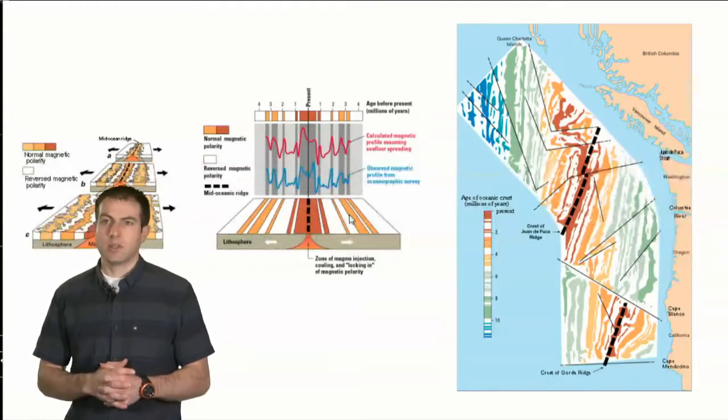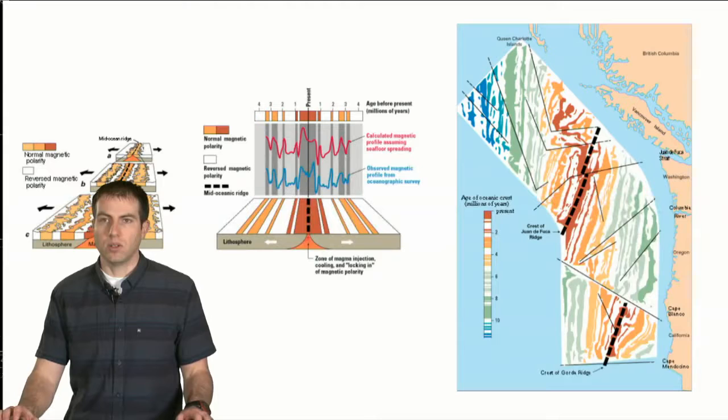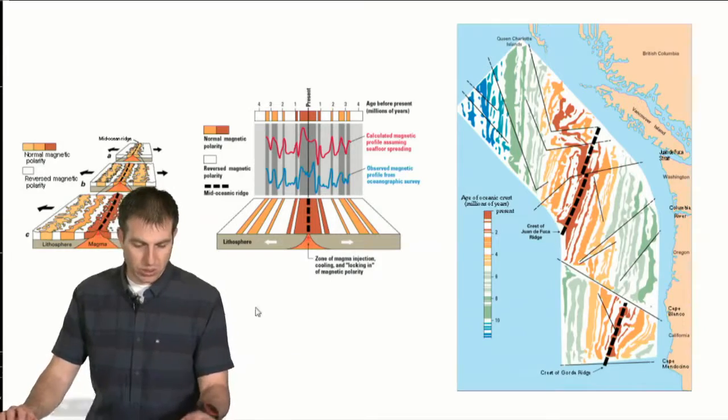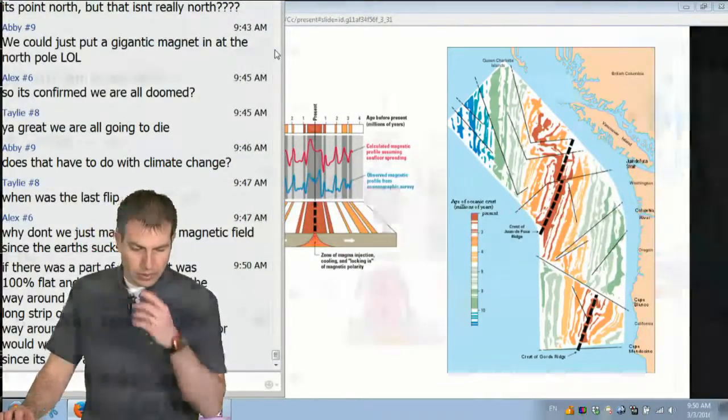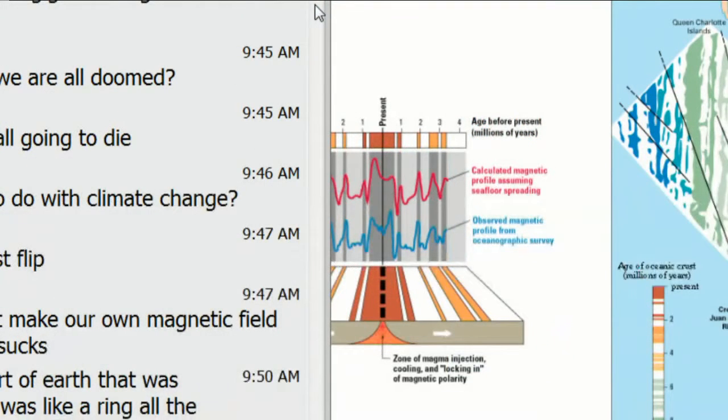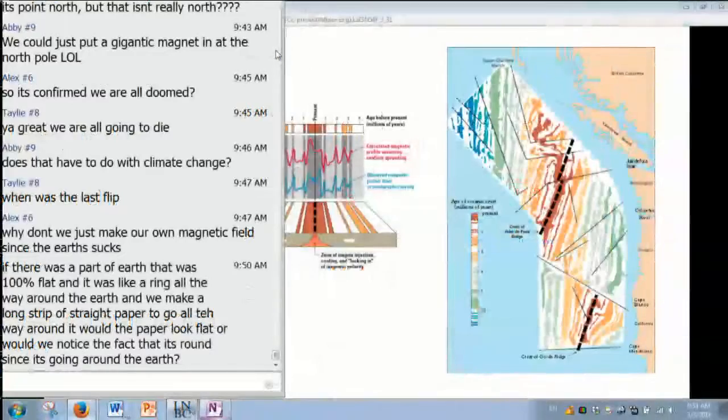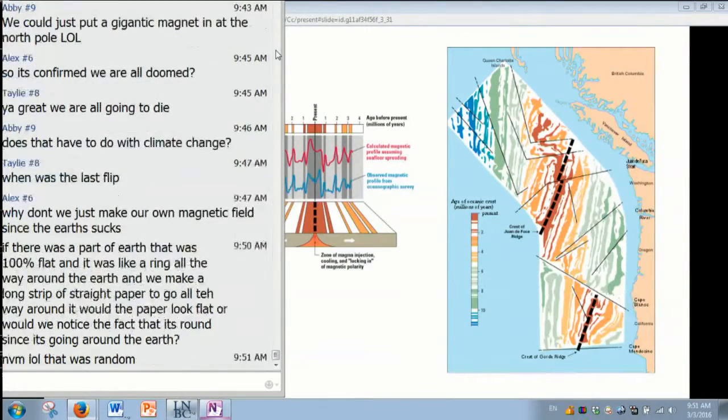We make a long strip of straight paper and go all the way around. Would the paper look flat, or will we notice the fact that it's round since it's going around the Earth? I'm not sure I understand your question, Alex. I'm going to read it again here. If there was a part of the Earth that was 100% flat, like a ring all the way around the Earth, and we make a long strip of straight paper to go all the way around, would the paper look flat?